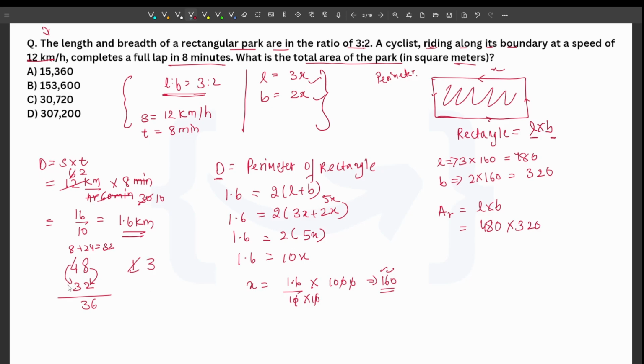Now you just need to multiply this. 4 times 3 is 12. 12 plus 3 is 15. So you have 153,600 because 2 zeros are there. So this is my total area in square meters. So do we have an option? Yes, we have option B as the right option of this question, if I'm not wrong. Okay, so please make a note of this question.